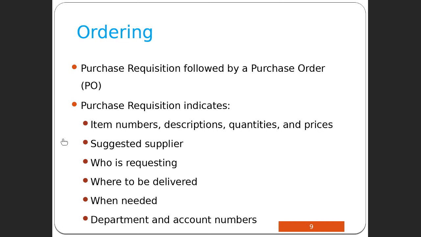And I would also provide the suggested suppliers. So let's say I want the computer to come from Lenovo or Dell, right? My first choice is Lenovo, my second choice is Dell, etc. So I would put the suggested supplier, and who is requesting, right? Where to be delivered. So I would say delivered to the College of Business, let's say. When is it needed? Let's say I needed it within 2 weeks, and then the department and the account numbers. So all of these things should be included in the purchase request, which will transfer into the purchase order.